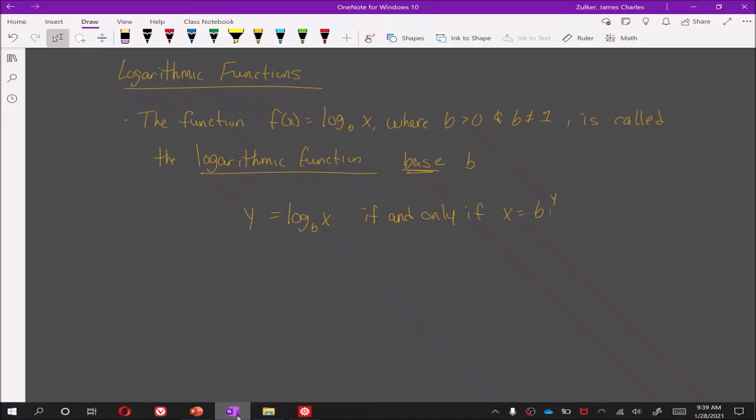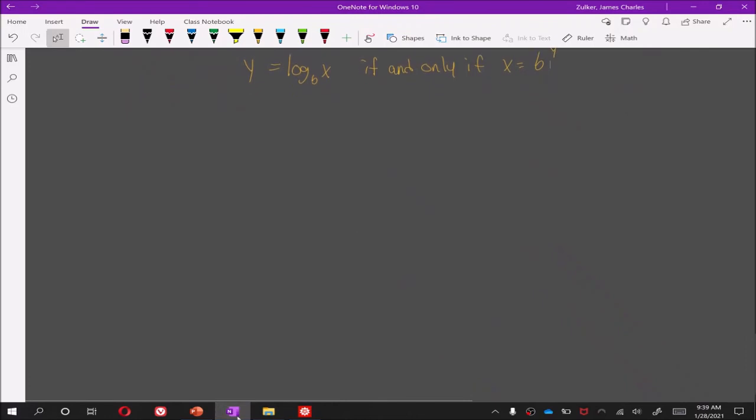Now let's look at some properties of the logarithmic function. Okay, so the domain is 0 to infinity. The range is all real numbers. Graph always passes through the point 1, 0. It is continuous over its domain.